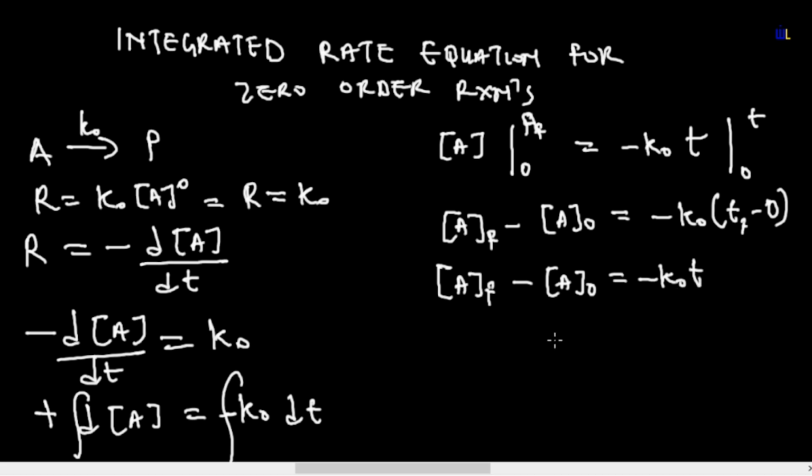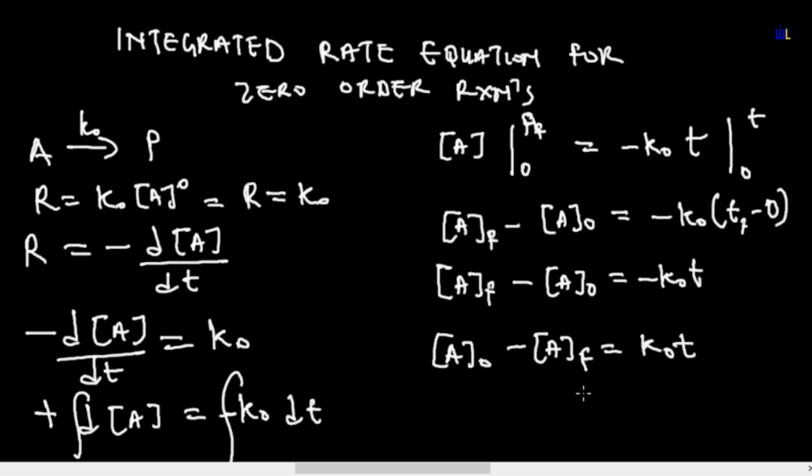So what do we do at this point? It's important you also take note that this formula can actually be rearranged to mean so many other things. Take for instance, if we decide to rearrange this such that the minus k is converted to a positive value, we are going to have to bring this term over and this other term over. So that's going to give us A of 0 minus A of F equals positive k0 t.